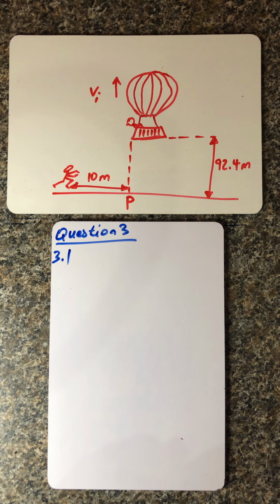I can see we've got change in y, which is 92.4 meters. Again we've got change in time. We're told that in 6 seconds, that's when it hits the ground. Very important, ladies and gentlemen. And again we've got our g, which is 9.8 meters per second squared.